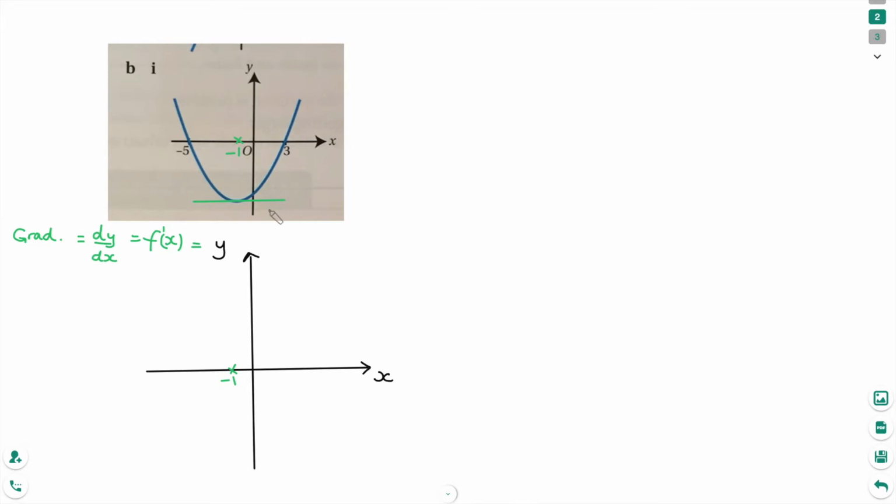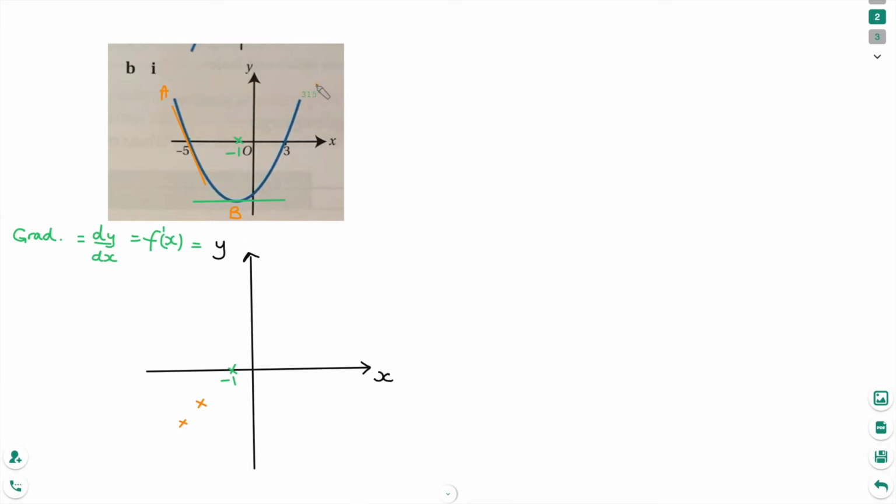works out the gradient at any point on a graph. So now we're going to look at the gradient between the points A and B, or the section A to B. So drawing a tangent to the curve like so. What is the gradient of this line? Is it positive or negative? Well, it's negative, so you want points below the x-axis.